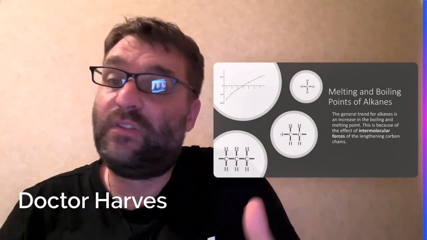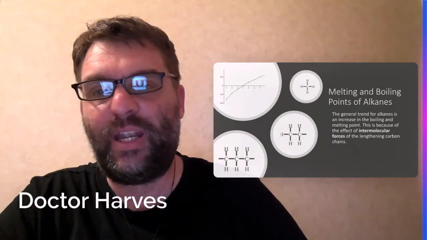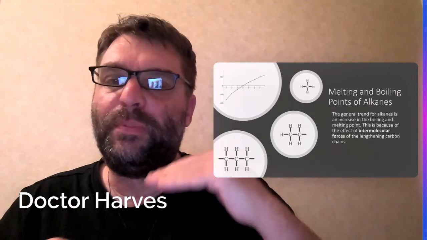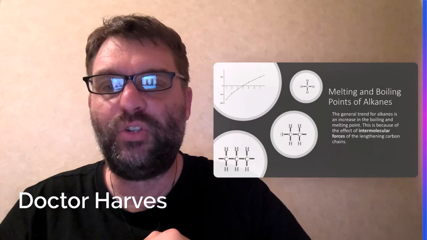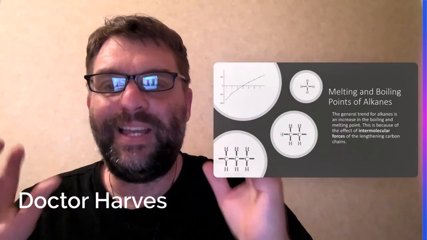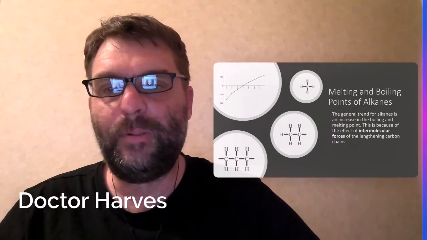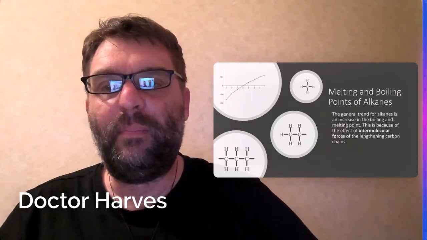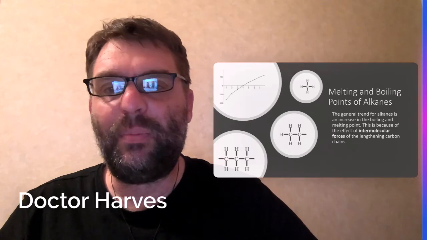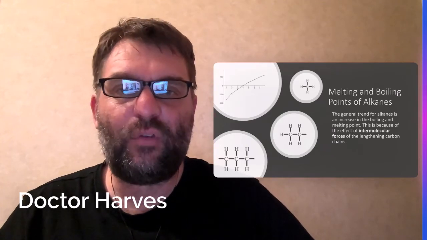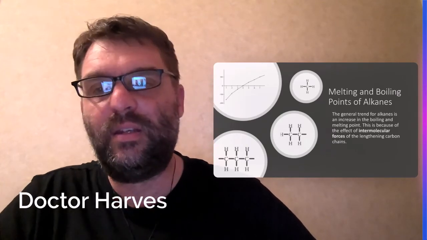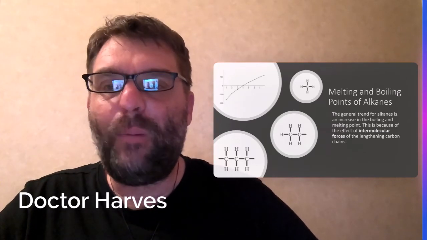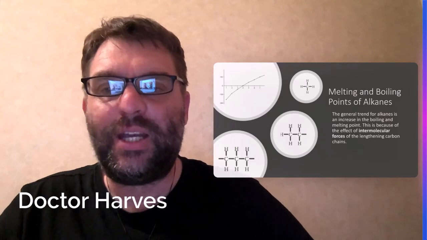Because remember, in changes of state, it's the intermolecular bonds that are breaking, not the intramolecular bonds. Okay, when I say intermolecular bonds, it's the bonds between the molecules. Intramolecular bonds are the bonds inside the individual molecules. Okay, that's the reason why the melting and boiling point increases as the number of carbons increases, as you can see actually from the graph on this slide. Okay, so that's the alkanes. Our next class of compound is going to be the alkenes.